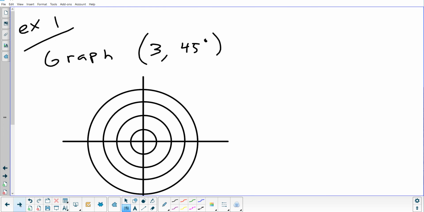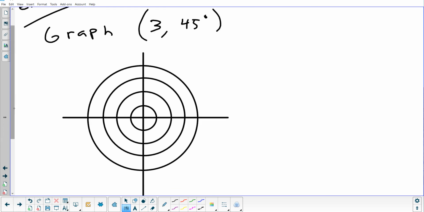All right, let's try graphing 345 degrees. Now, what I would do if you don't have polar graph paper, you could just Google polar graph paper and print one out. But if you just draw it one time like that, then you could put all your points for the homework that need graphing on the same grid. Just label, like, this is number 2 from the homework. This is number 3. Just label which one is which, and you could use the same grid.